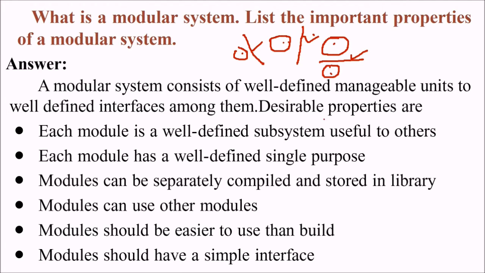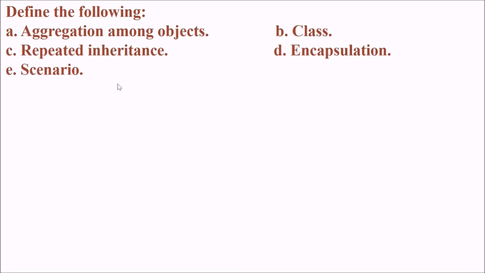So the desirable, or important, properties of a modular system are that each module is a well-defined subsystem useful for others, and each module has a well-defined single purpose, that is, the cohesion should be high. Modules can be separately compiled and stored in the library. A module can use other modules, a module should be easier to use than to build, and a module should have a simple interface.